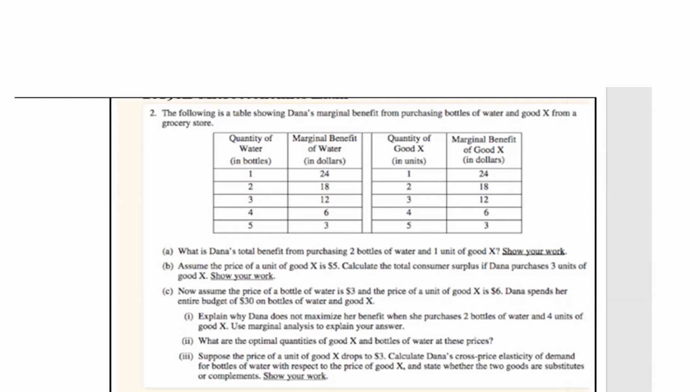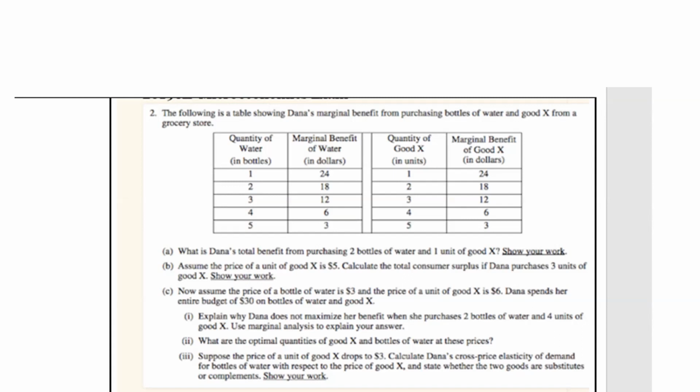Assume the price of water is 3, the price of X is 6. Okay. Anytime I see maximizing a benefit, I'm thinking the marginal utility of water, or X, over the price of water is going to equal the marginal utility of Y over the price of Y. All right, now I have the marginal utility, but I have to put it over price. So the price of bottled water is 3, so I'm dividing that by 3, that's 8. I'm dividing that by 3, that's 6. 12 divided by 3 is 4. That's 2. That's 1. Any questions on why I did that?